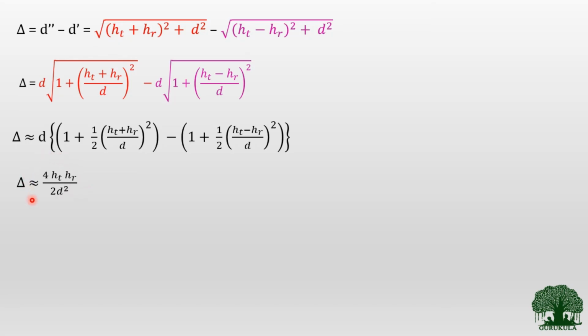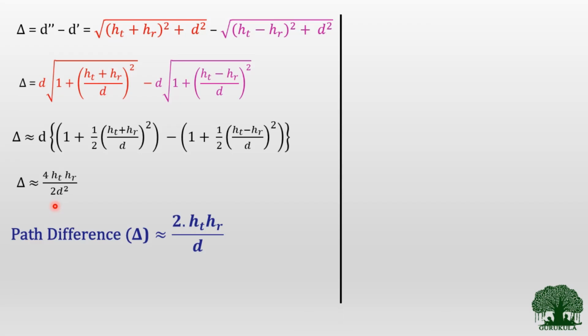So this is what will be the final approximated equation that you will get after applying the (a plus b) whole squared formula as well as the (a minus b) whole squared formula over here. And then finally, by cancelling out this 4 and 2, the final path difference equation is approximated to 2 times h_t h_r divided by d. So this will be the final equation for path difference.